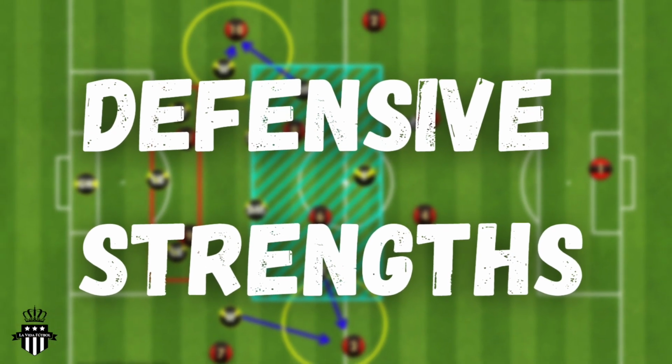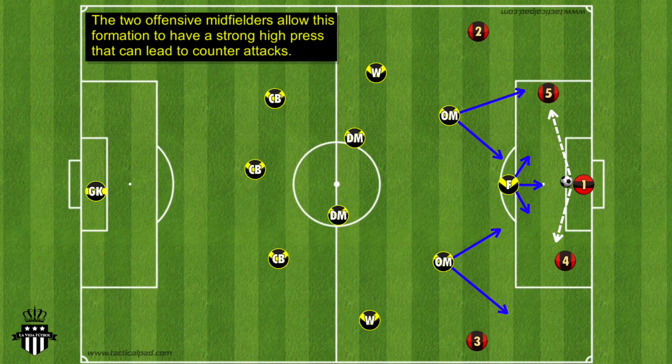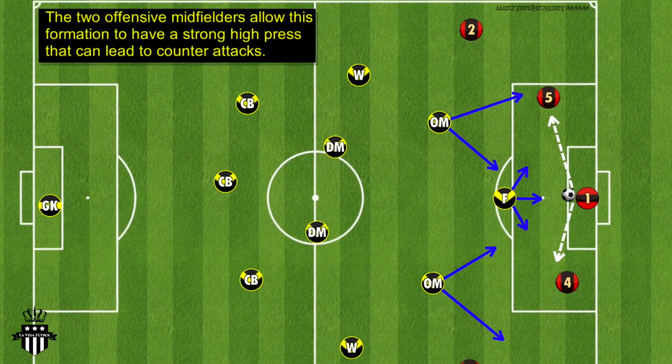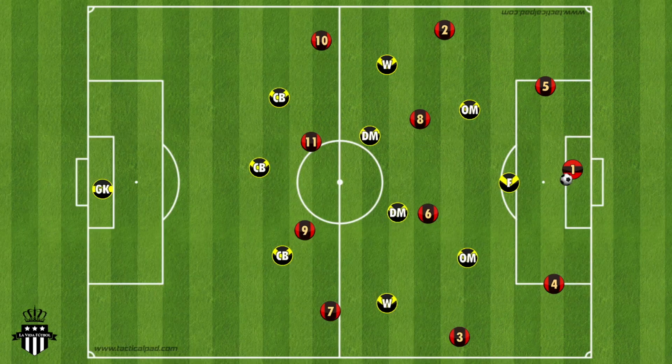Let's begin by looking at the defensive strengths. The 2 offensive midfielders allow this formation to have a strong high press that can lead to counterattacks. Let's take a look at an example.